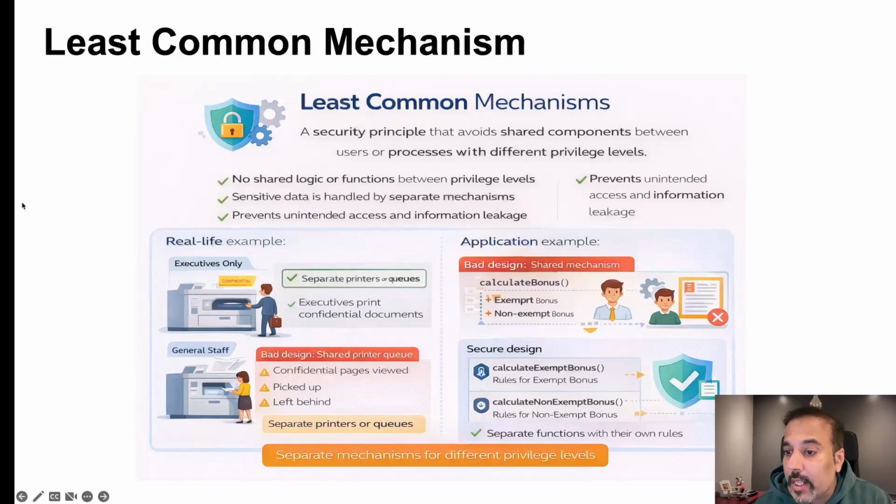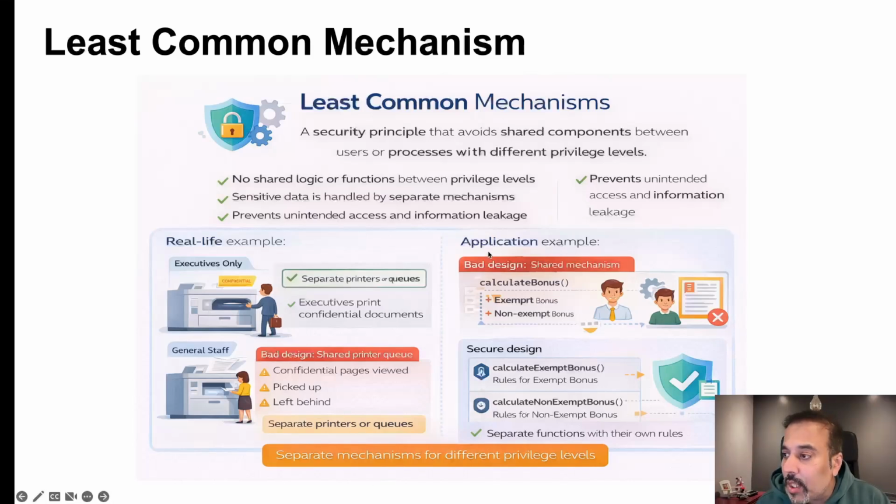Just taking a real life example, there is one printer in an office. Executives print some sensitive data, whereas the general staff uses the same printer to print their routine work. Executives send a confidential document for printing. At the same time, the general staff print something. They come to the printer and they can see that document. So that's where you cannot use the same printer for both executives and general staff. You need to separate it.